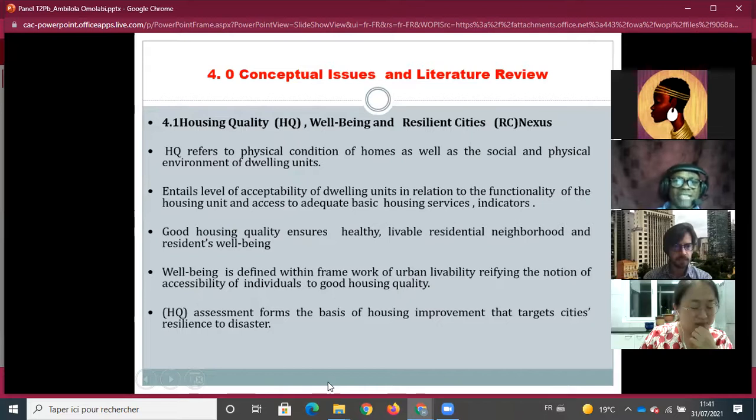Yeah, conceptual issue, this is very germane to what we are talking about: housing quality, well-being, and resilient city. We believe that housing quality has to do with looking at the physical condition of the homes, as well as the physical environment where the dwelling units are located. And it's all about accessibility to basic infrastructural facilities that will make people healthy, that will make the city livable, that will make the dwelling unit habitable. And once these are guaranteed, then the well-being of the citizen is enhanced. So what we are talking about is, in a situation where there is inadequacy in housing quality, improvement in housing quality will usually target enhancing the resilience of the city to disaster. Next slide, please.